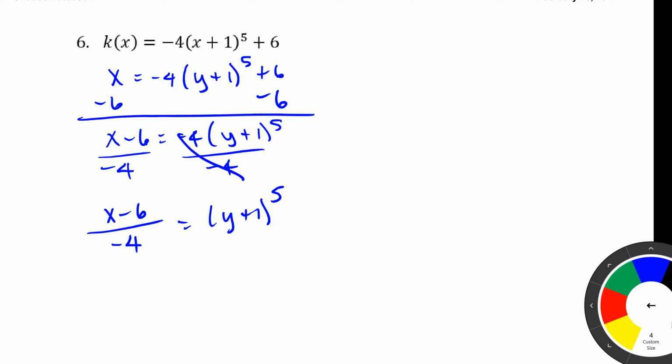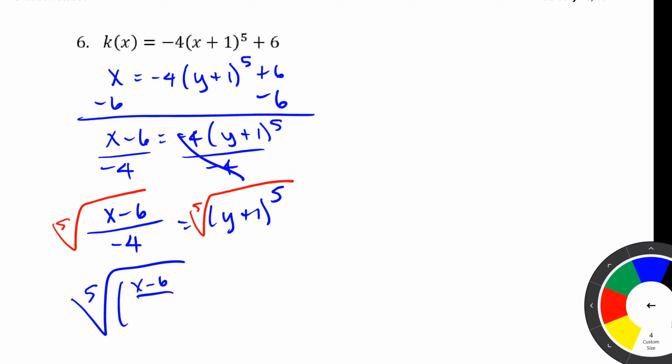Now to get rid of that 5th power, we could do one of two things. We could take the 5th root of both sides, or we could use the 1/5 power to both sides. It really doesn't matter how you do it. So since we did exponents last time, let's do radicals this time. So I'll do the 5th root here. By doing that, I'm going to wind up having the 5th root of x minus 6 over negative 4. I'm going to put a parenthesis there just to show that all that's underneath the radical equals y plus 1.